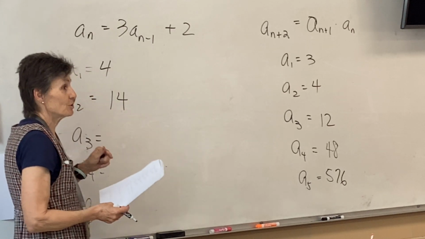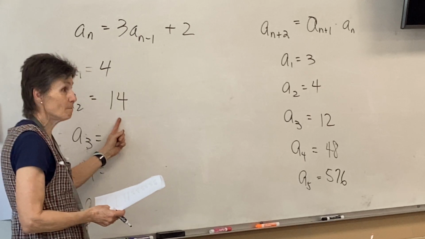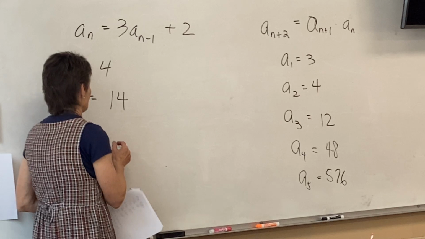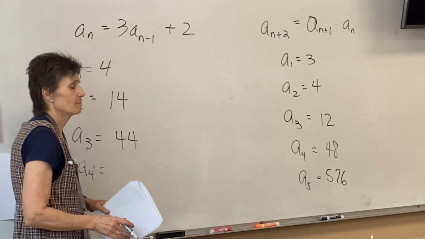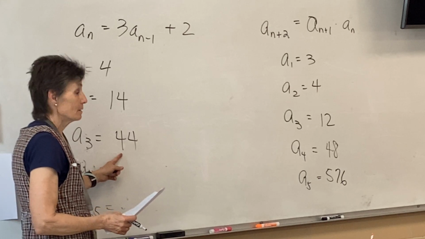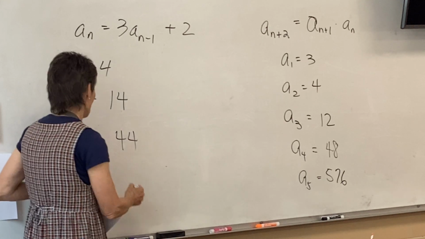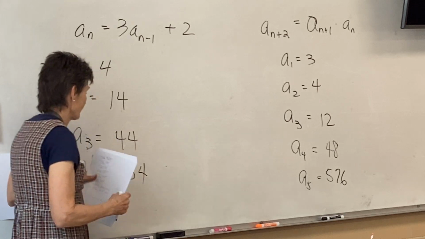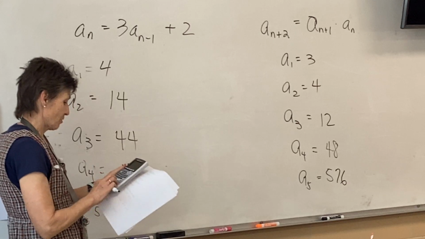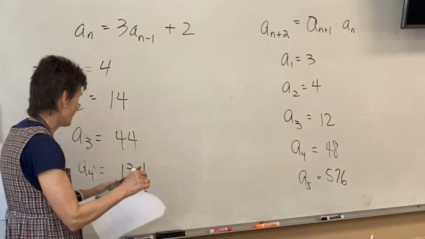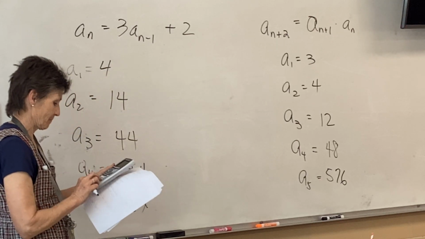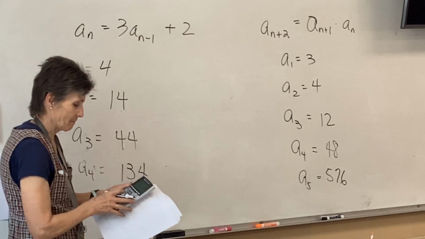All right, then what am I gonna do? 3 times my term plus 2. 44. 3 times my term plus 2, 134. Oh, nice. That one is getting too big for me. 3 times my term plus 2. 404.